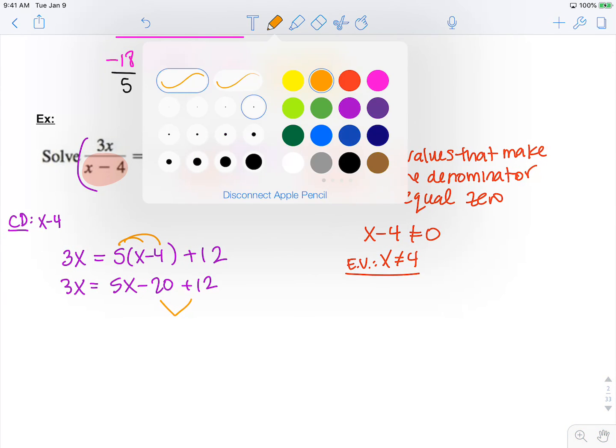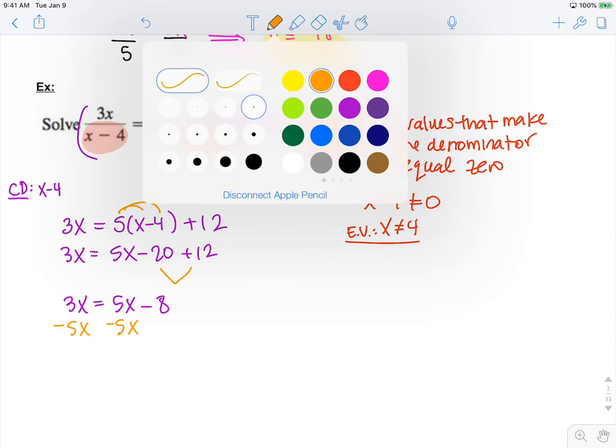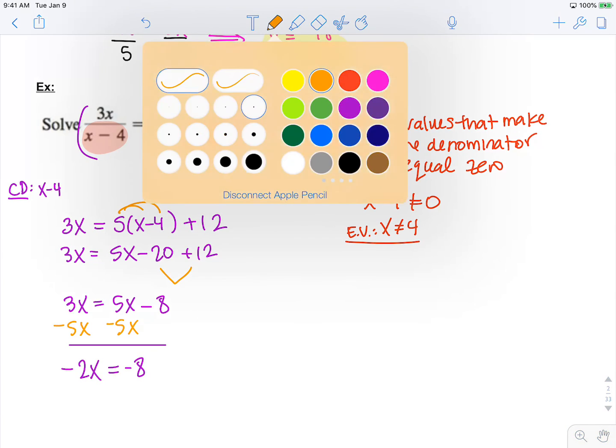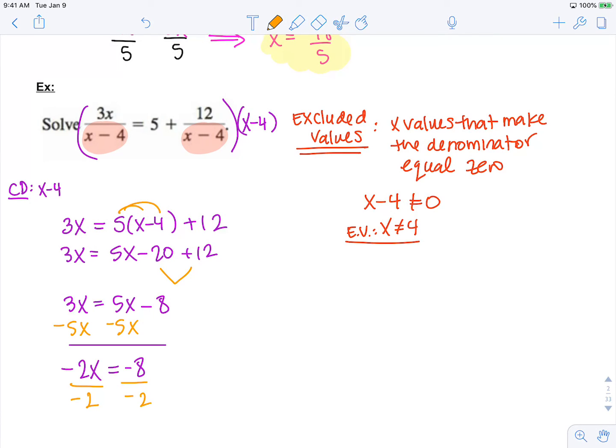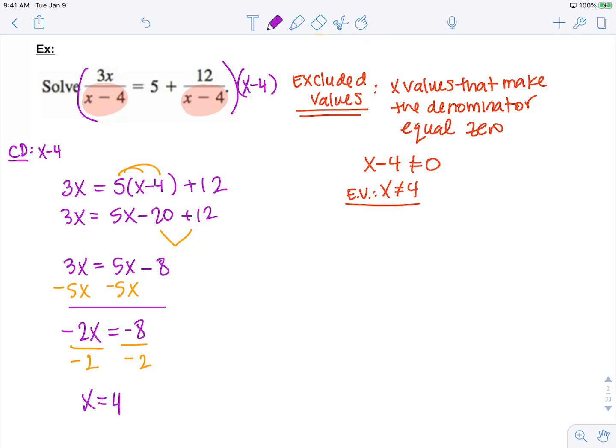Combining here, 3x equals 5x minus 8. I'm going to subtract 5x on this side to isolate x terms. Negative 2x equals negative 8. And then divide by negative 2. I have x equals 4.